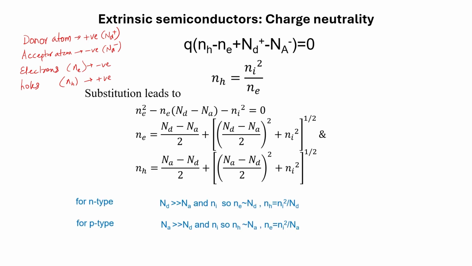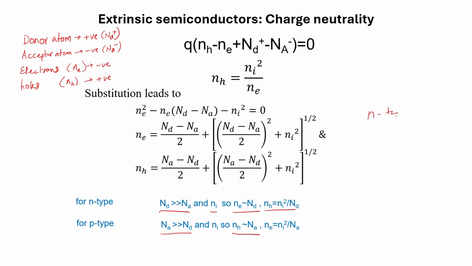And if we say that Nd is much larger than Na for an n type semiconductor, as well as Ni, we can write safely that Ne is equal to Nd and Nh is equal to Ni square divided by Nd. Similarly, for a p type, if Na is much larger than Nd, as well as Ni, then we can say Nh is equal to Na and Ne is equal to Ni square divided by Na. So, these are very important conclusions that we make by charge neutrality.